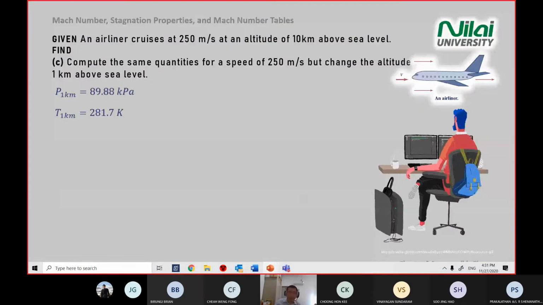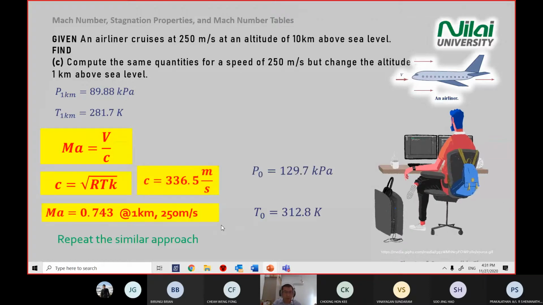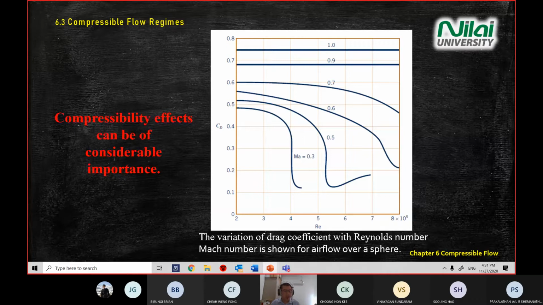Okay, we have just completed one of the tutorial questions, question 14 in your handouts. Now we look at question 15. Under question 15, there's one graph that tells you the compressibility effect, and this graph is on the square object. How do we read this diagram?